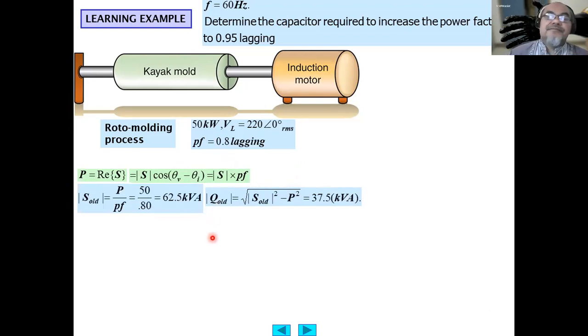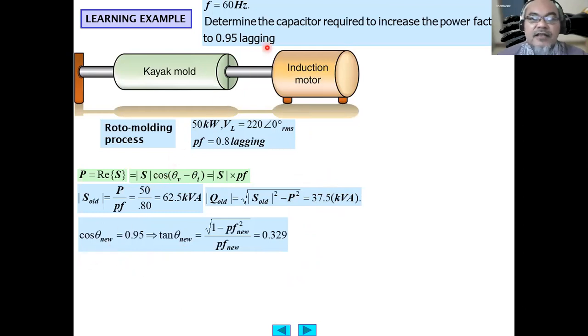Then the magnitude of the reactive power due to the inductive load here is equal to the square root of the magnitude of S squared minus the active power squared. We obtain the reactive inductive power to be 37.5 kilovolt ampere.